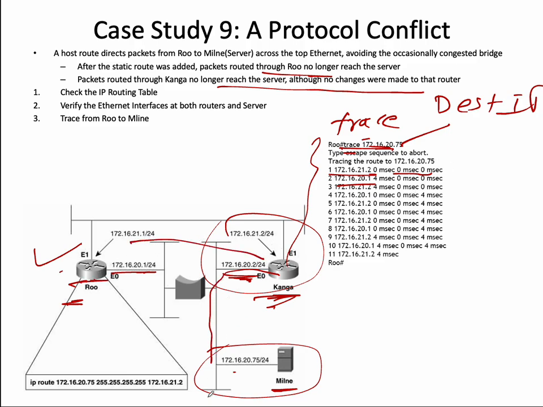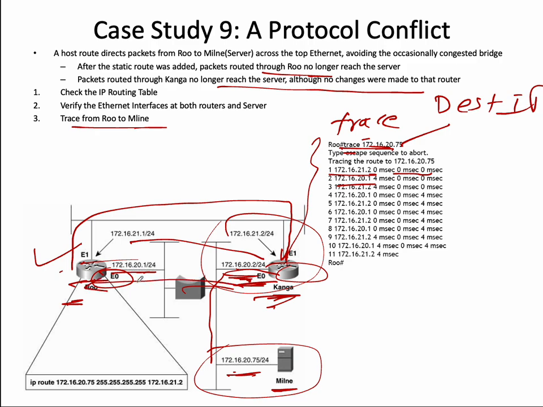This one says, hey, I want to reach this, this is my destination address. It reaches here. So Roo says, hey, you must know the route to this destination. So it reaches here, but again it's forwarded back to this one, right? So there is a protocol conflict. Now Kanga mistakenly believes that the E0 interface of Roo is Milne. So this is what happened, right? Packets go this way, but this one mistakenly believes that E0 reaches here, so instead it goes back this way. So there is a loop.